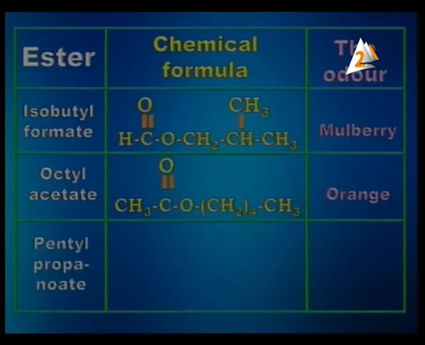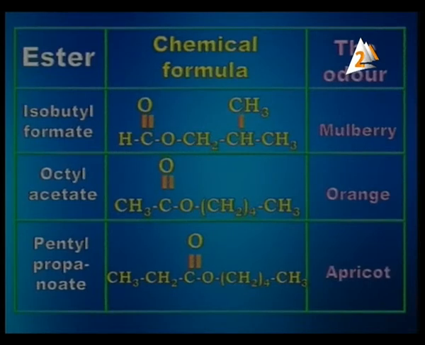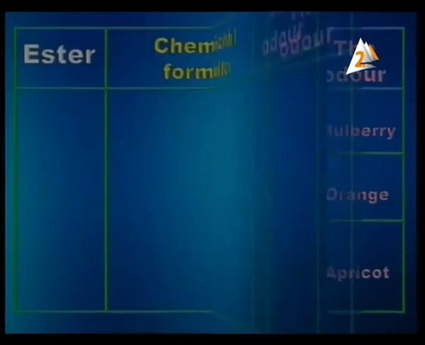For the other one, it's pentyl propanoate. What is the formula? CH3, CH2, COO, CH2 by 4, and CH3. Now, the odor, it has a special one. What is this? It means apricot. Yes, the apricot one. Mulberry is isobutyl, orange is octyl, apricot is pentyl. It's good to catch these odors.